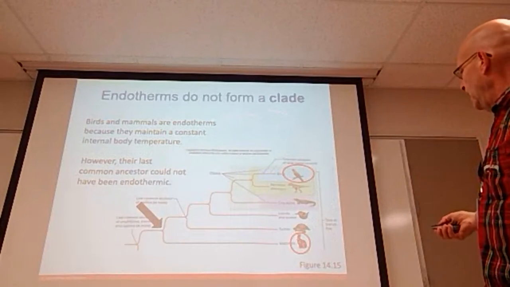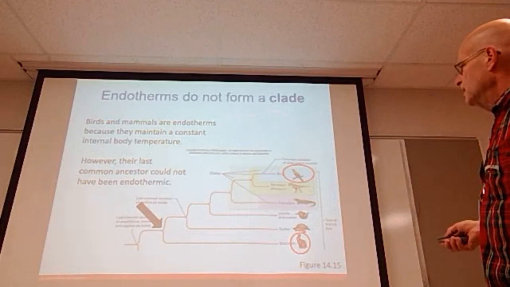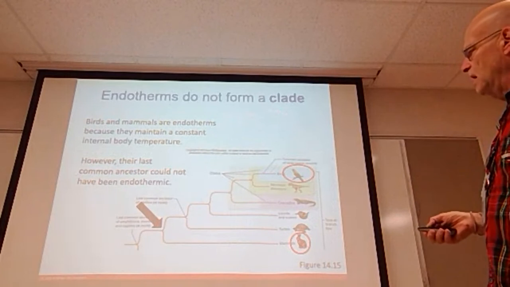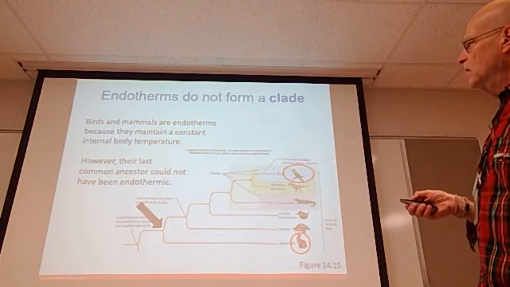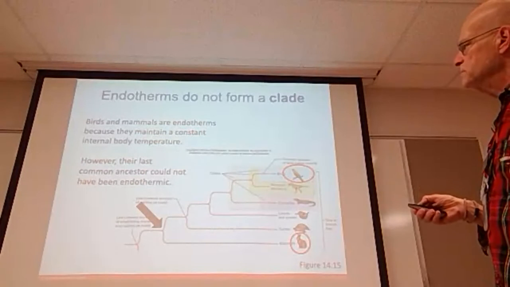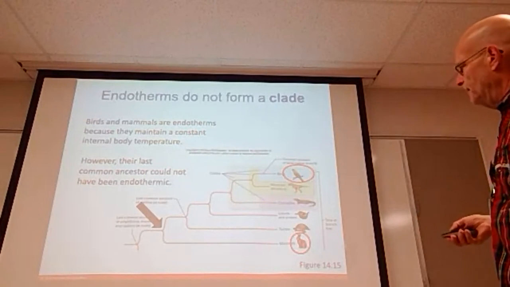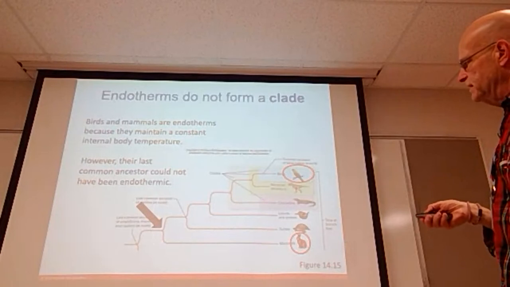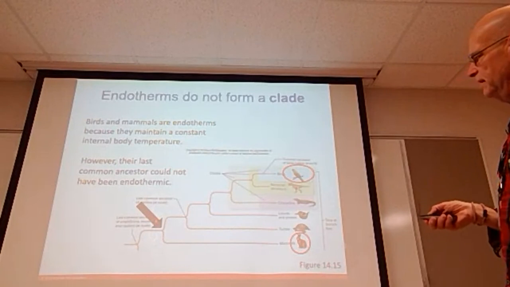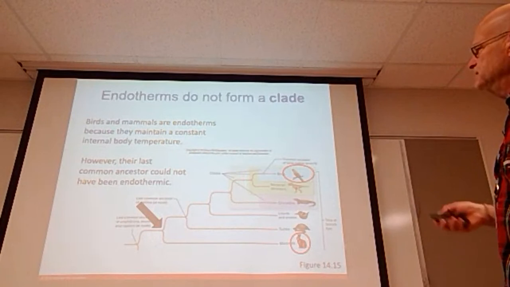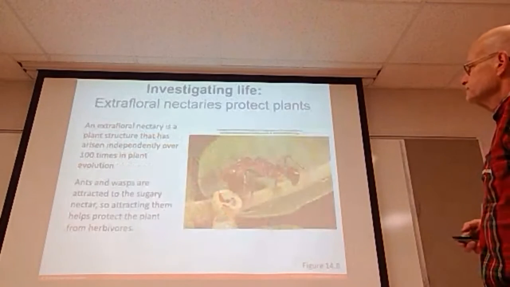Endotherms do not form a clade. These are the endotherms, mammals. However, the last common ancestor could not have been endotherms. So birds and mammals are endotherms because they maintain a constant internal body temperature, but they're not a clade because they don't share a most recent common ancestor. Yes, they have a common ancestor here, but then there's a much more recent common ancestor there.